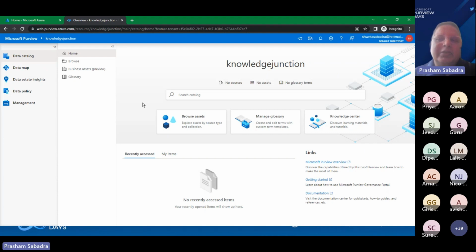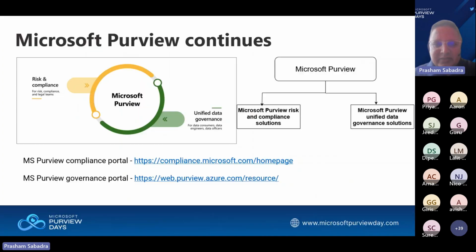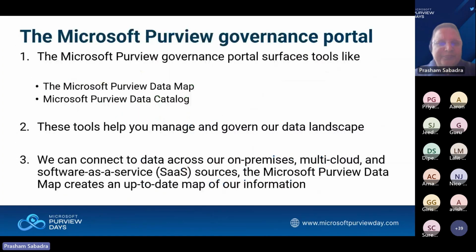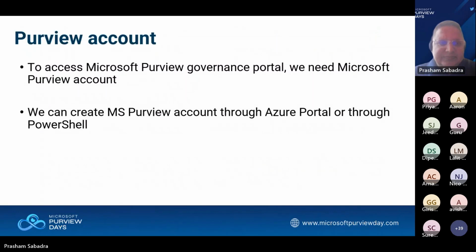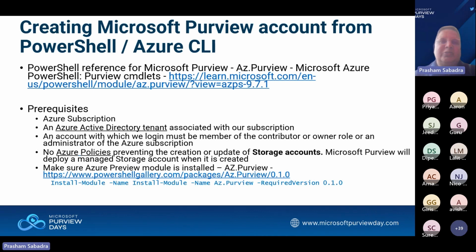To access this portal, we need to create a Microsoft Purview account. So how do we create those Purview accounts? Let's discuss. To create a Microsoft Purview account, we need to log into Azure. There are some prerequisites, so let's have a slide first. What are the prerequisites? To access the Microsoft Purview Governance Portal, we need a Microsoft Purview account, and we could create it either through the Azure portal or through PowerShell. But there are certain prerequisites.